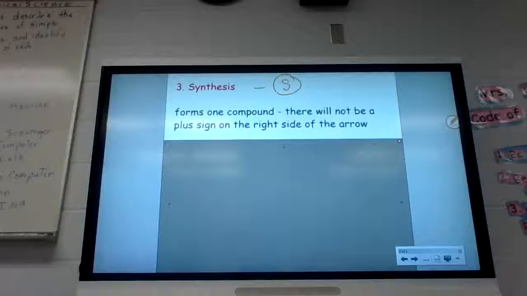Now, because synthesis is going to form one compound, the way you recognize synthesis is there will be no plus sign on the right side. If there's only one compound, there's no plus sign on the right. Okay? You'll have an arrow and just one singular compound. There's no plus sign over there.